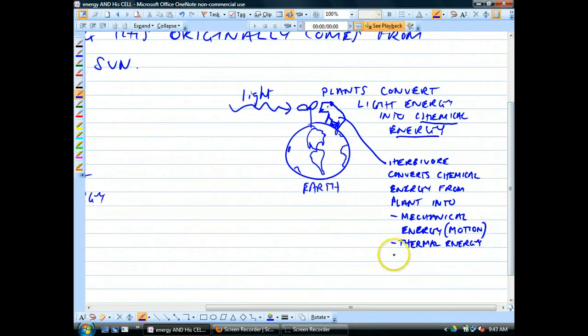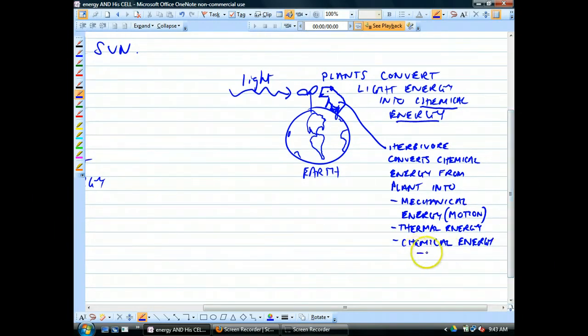And, lucky for us, more chemical energy. Not more, but some of the original is formed into other chemical energy, and I'm going to say here, meat and fat. So basically, the cow is going to use some of that chemical energy from the plant to make its own tissues, its own muscle tissue, its own fat tissue. And then here we are.